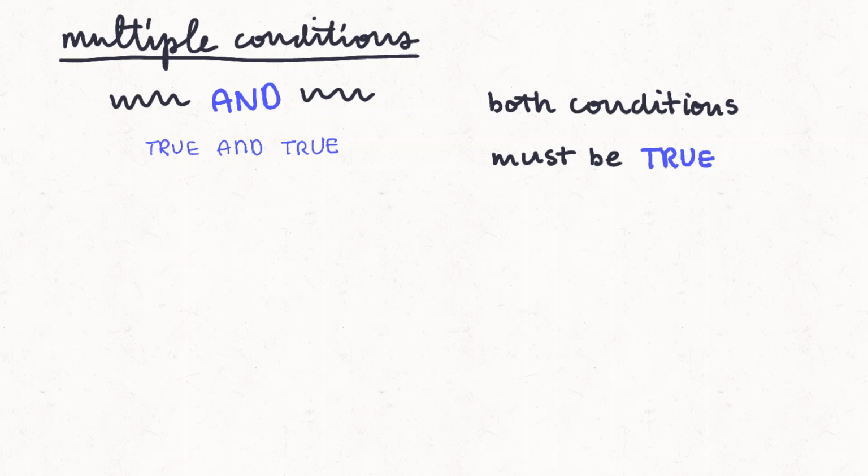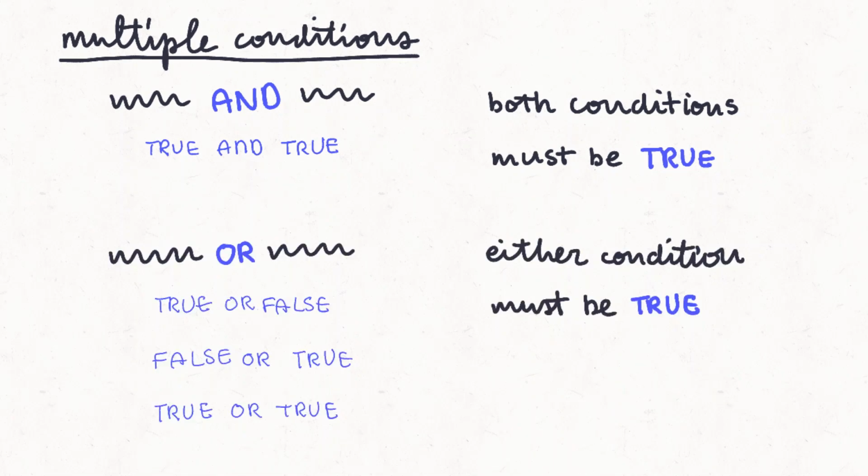If you are using multiple conditions, you can add one of two words. You can use the word and in your condition. For the then code to run, all conditions have to be true. You can also use the word or in your condition. For the then code to run, either condition must be true. The first condition could be true and the second condition false, vice versa. Both conditions could be true. Either way, your then code will still run.